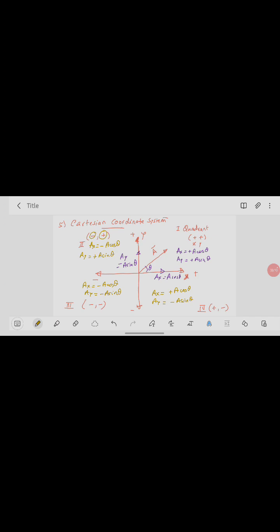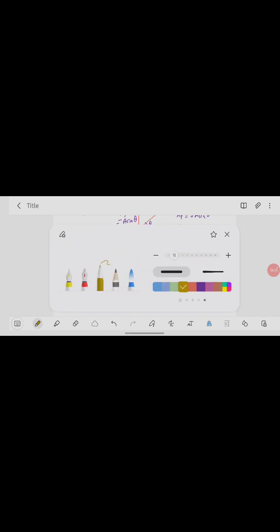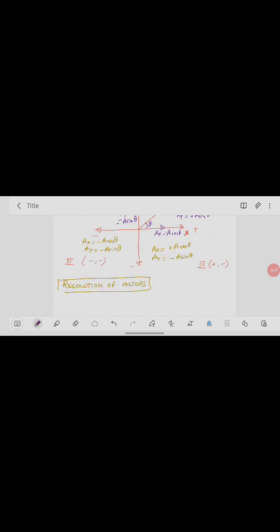And what I am doing is called resolution of components, breaking the components. So there is a term which is called resolution of vectors. I explained it in the class already. Resolution of vectors means breaking of vectors into two components.